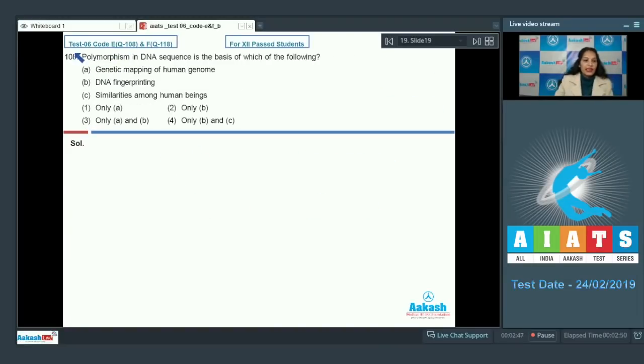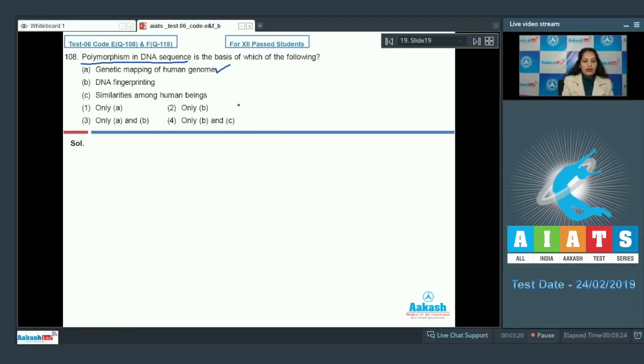Question number 108. Polymorphism in DNA sequence is the basis of which of the following? A. Genetic mapping of human genome. B. DNA fingerprinting. C. Similarities among human beings. First option only A, second only B, third only A and B, fourth only B and C. Polymorphism in DNA sequence means the differences in the bases in the DNA sequence is the basis for the genetic mapping of human genome. True.